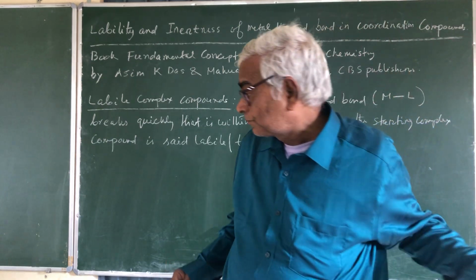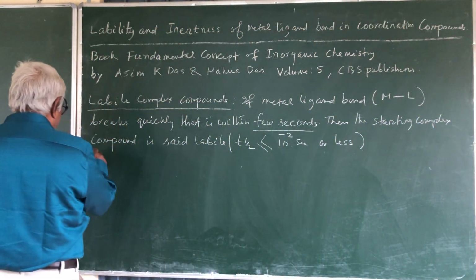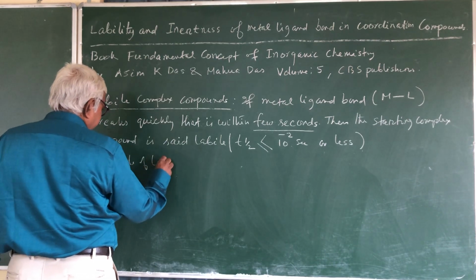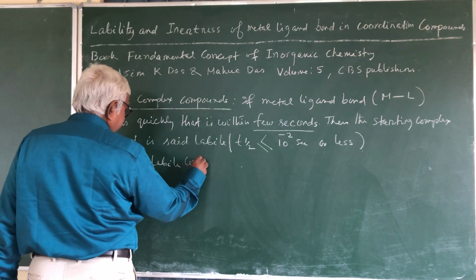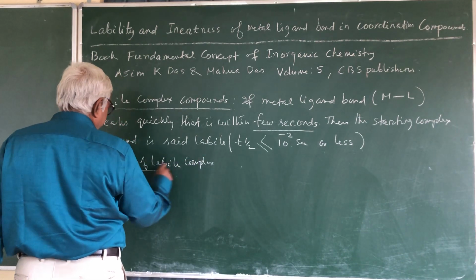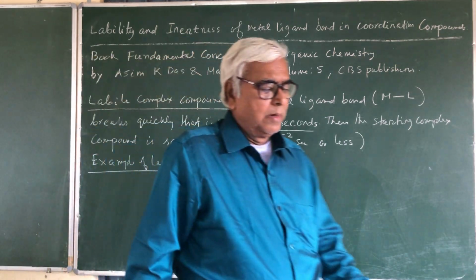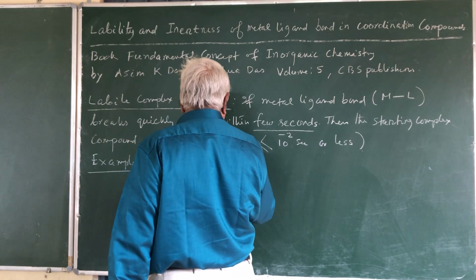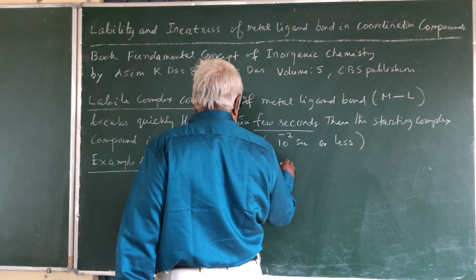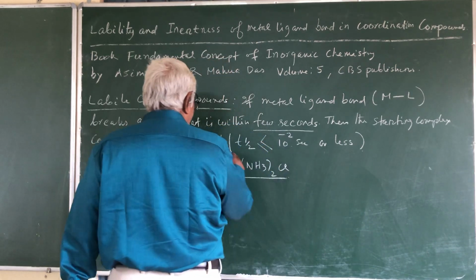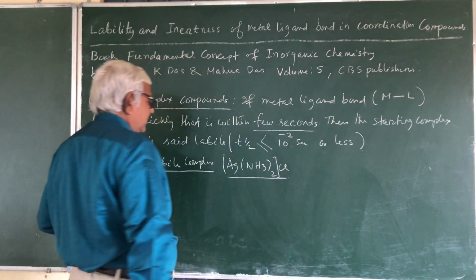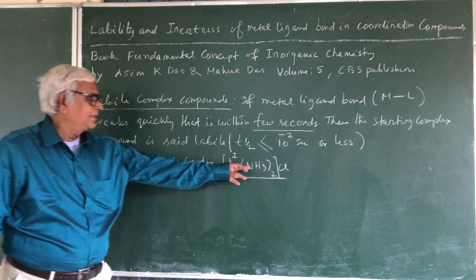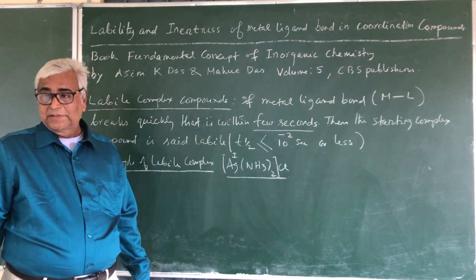An example of labile complex. So if you have this complex ion, Ag(NH3)2 Cl. This is diammine silver(I) chloride. The oxidation state of silver is 1. Diammine silver(I) chloride is called Tollens' reagent.